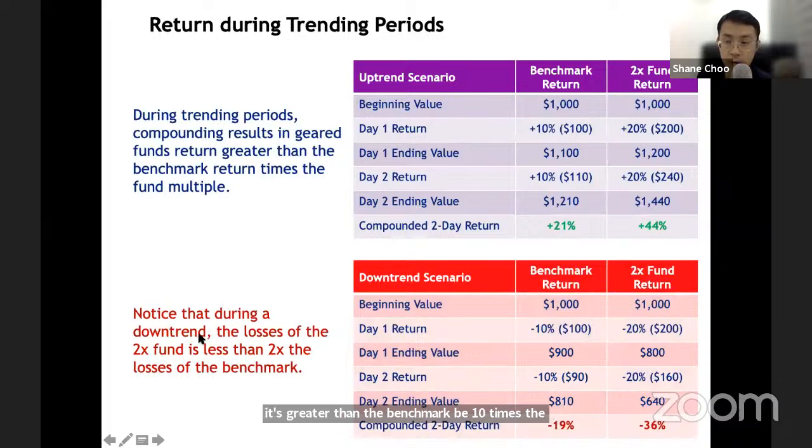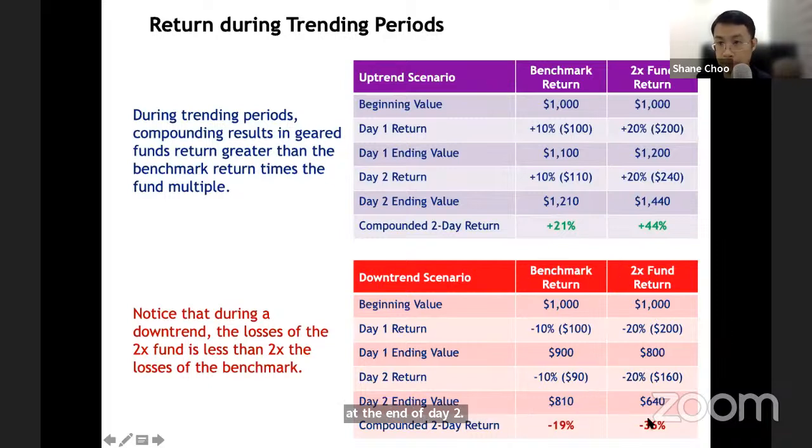Notice that during a downtrend, on the other hand, the losses of the 2 times fund are less than 2 times the losses of the benchmark. Okay, let us take a look at this example. The NAV at the beginning of the period is 1,000. You lose 10% after day one, so you lose $100, and you're down to 900. Day two, again, you lose another 10%, so you are down 90 bucks. The NAV at the end of day two is 810.